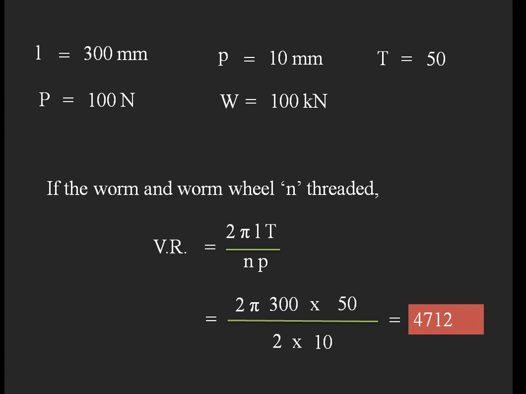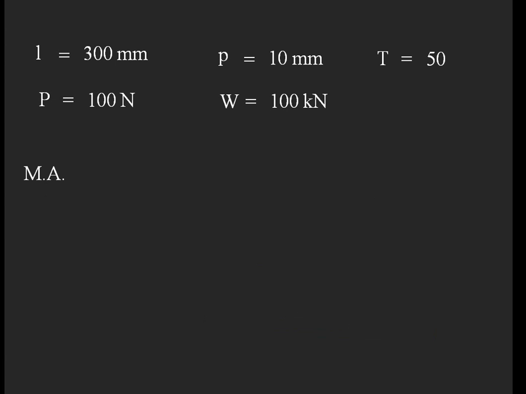Okay, remember this value. Next we go for finding mechanical advantage, which is equal to W, load to be lifted, by effort P. So load to be lifted is 100 kilonewtons, means into 1000, by effort applied is 100 newtons. So 100 will be getting cancelled. Next, mechanical advantage is equal to 1000, which is a pure number again.